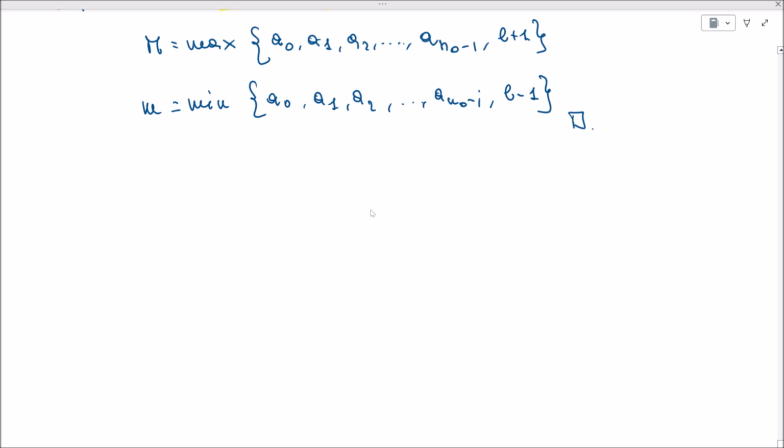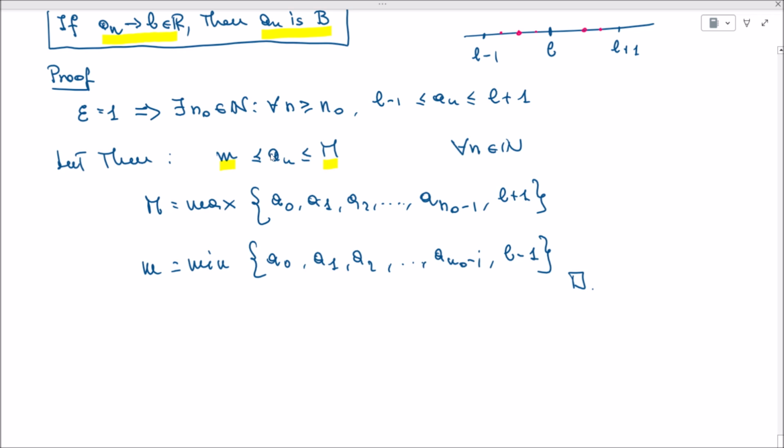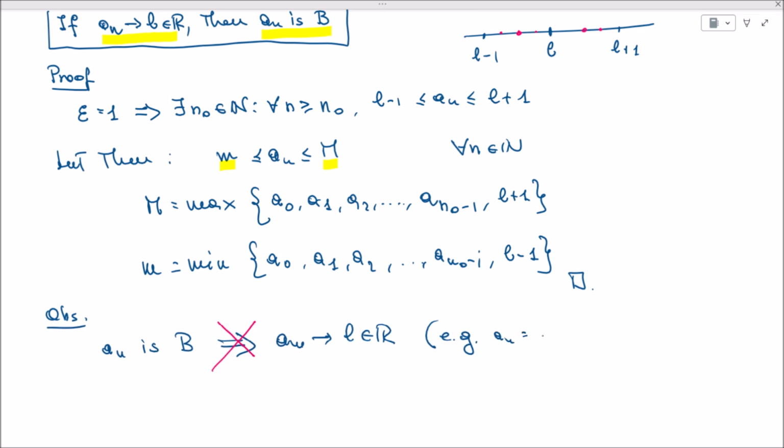Okay, one final observation. This theorem is saying that if the sequence an is convergent to a real number, then an is bounded. The opposite, of course, is not true. This is maybe worth mentioning with an observation. If an is bounded, we cannot say that an tends to a real limit. Okay, this is wrong. An example of this is an equal to minus 1 to the n. Clearly, this is a sequence that takes value minus 1, plus 1, minus 1, plus 1, so it is bounded, but we know that this has no limit.